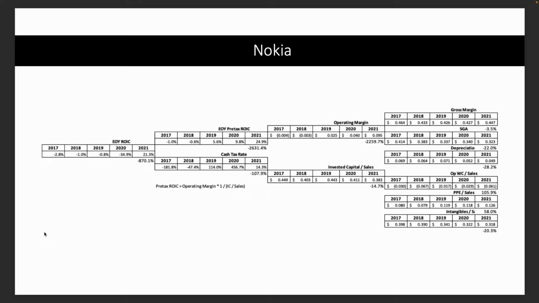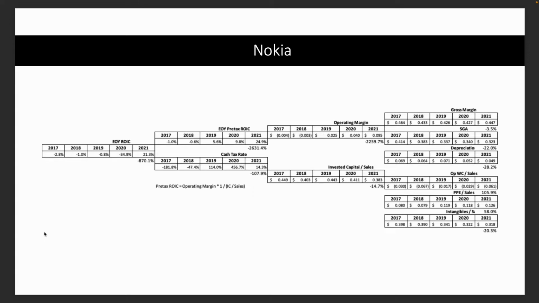All right, and you could say that. Right? What you then would say is, okay, the pre-tax ROIC is really what matters here. And the pre-tax ROIC went from negative 1% in 2017 to positive 24.9% in 2021. And again, most of that improvement occurred between 20 and 21.